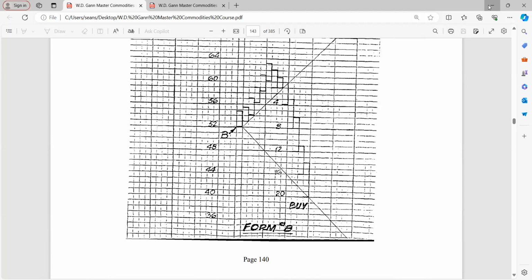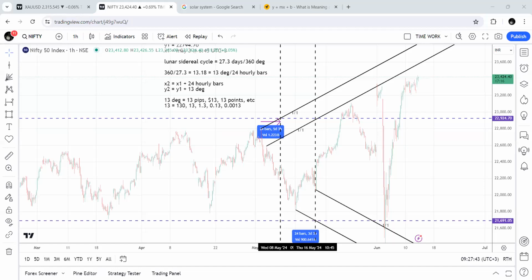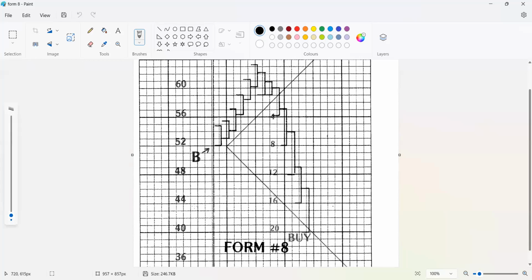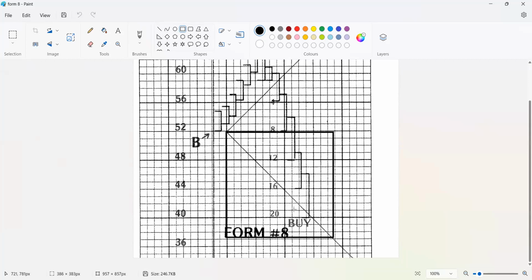Now you should be asking me, Sean, where's the square? Right, where's the square? Well, let's take a look. Just a second. Well, if this is the 45-degree angle and we're drawing it from a low, then here's the square. And there's our 45-degree. Now you understand why we draw it?